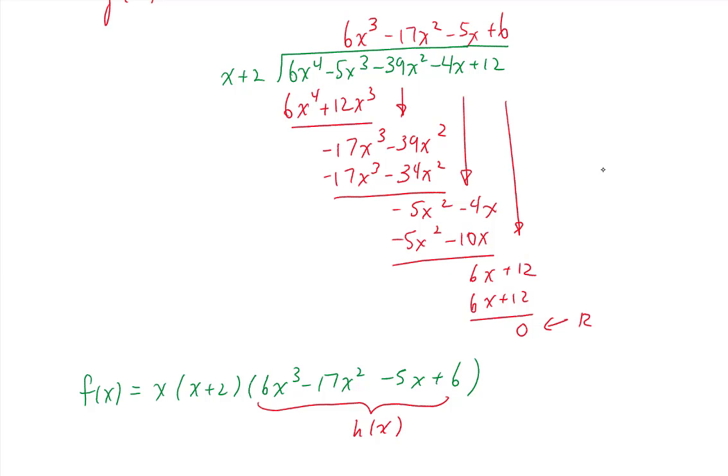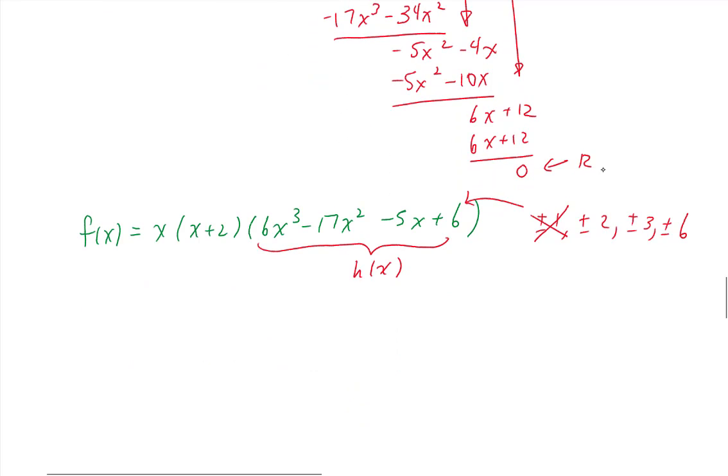So again, we need to use our factor theorem. We need to find factors for this cubic function. We need to sub in values to h of x until we get a 0. So let's look at our 6. That means we could try numbers like plus or minus 1, plus or minus 2, plus or minus 3, and plus or minus 6. Just note that we've already tried plus or minus 1, so that's not going to work. So we're going to try plus or minus 2, plus or minus 3, and so on.